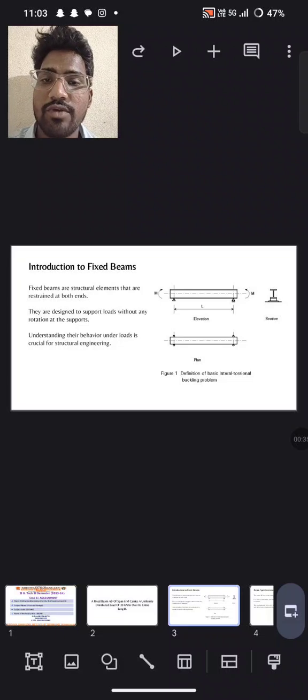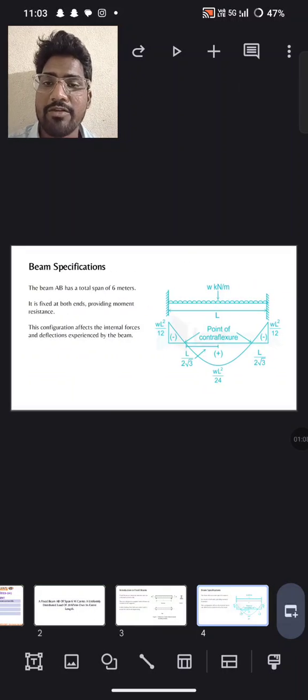Introduction to fixed beams. Fixed beams are structural elements that are restrained at both ends. They are designed to support load without any rotation at the supports. Understanding their behavior under loads is crucial for structural engineering.